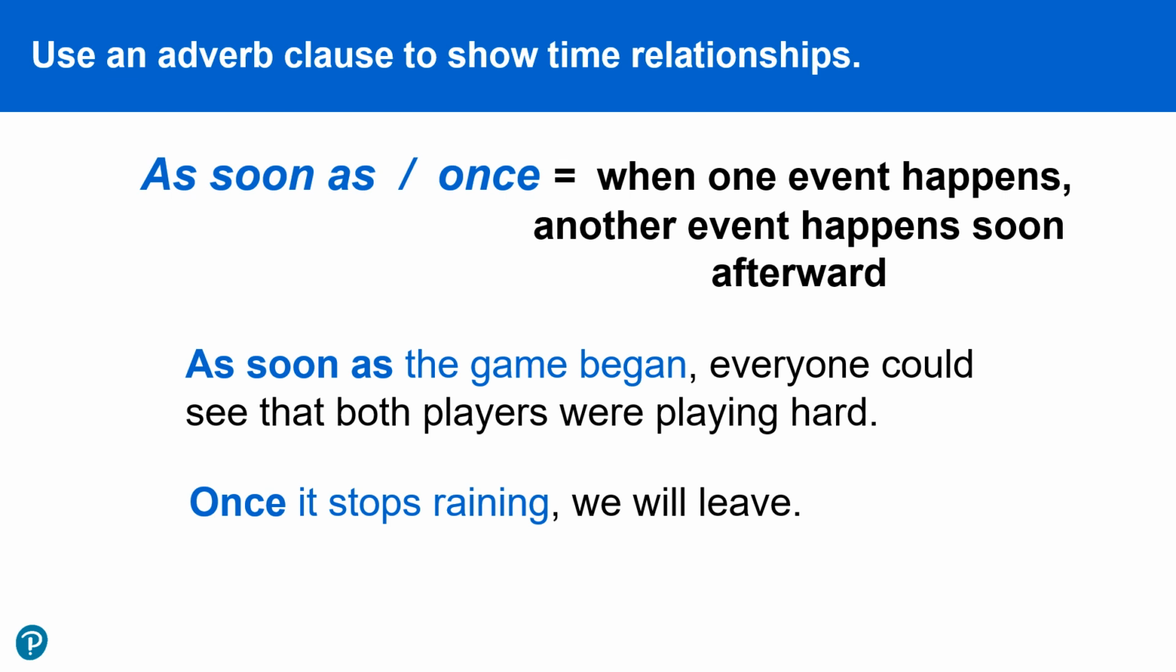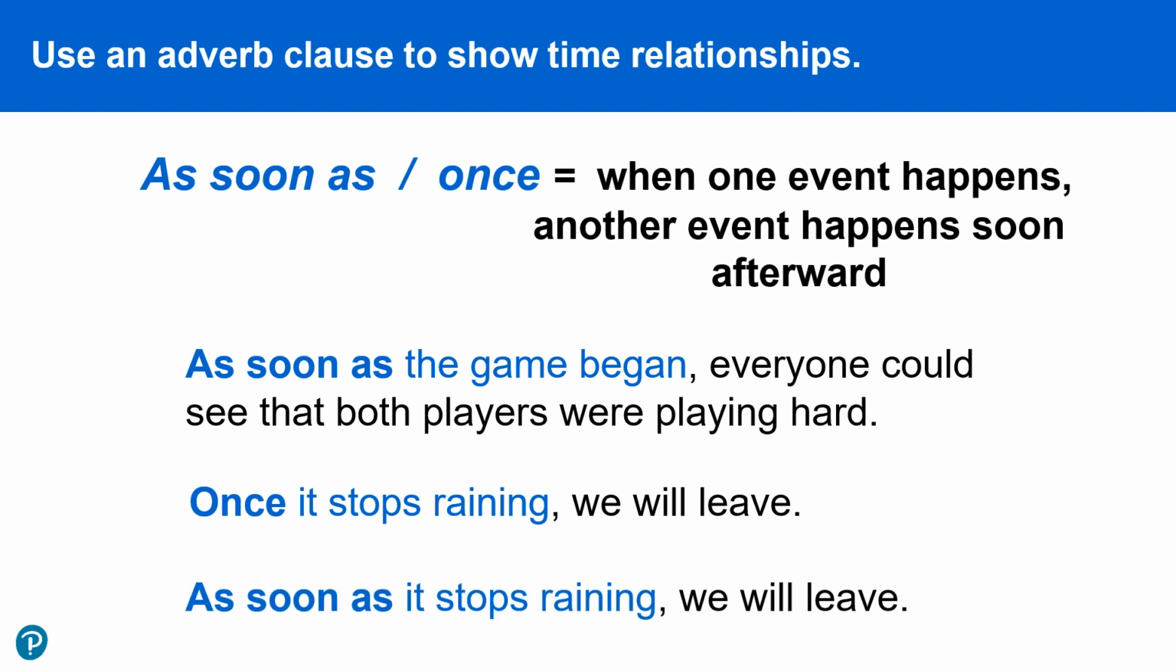Keep in mind that once has other meanings besides being an adverb for an adverbial clause. So I can say that I bought this item once, meaning I bought it one time, not two times. And that's a different meaning than here, where we have once that means when one event happens, another event happens soon afterward. As soon as it stops raining, we will leave.